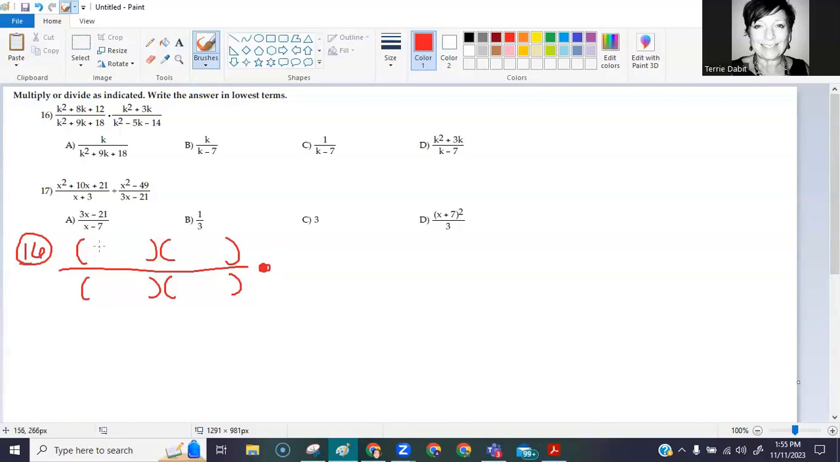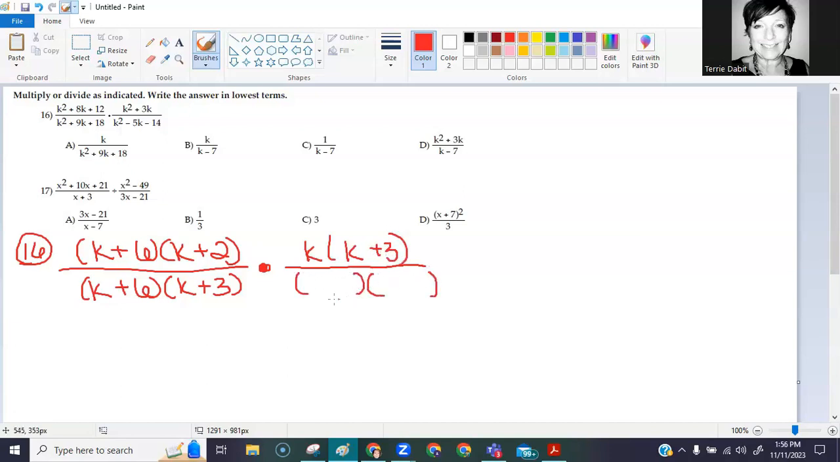on the left side, I have K plus 6 and K plus 2, both of them positive in the denominator. I have 6 and 3. On the right side in the numerator, I have a GCF. So I'm going to pull out a K and I'm left with K plus 3. On the bottom, if I factor this, I'm left with K minus 7 and K plus 2.